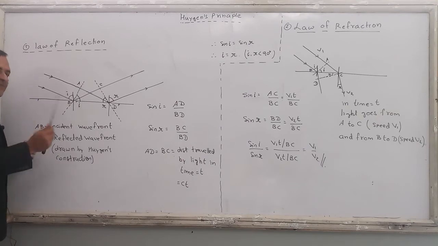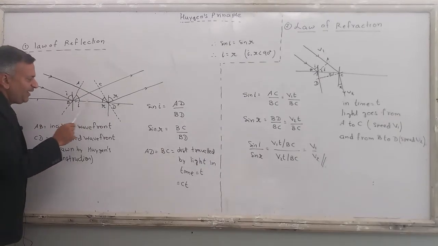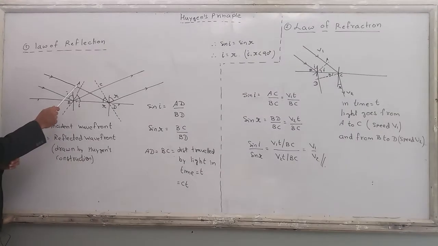That means, if the angle between incident ray and normal is angle I, then the angle between incident wave front and the surface, reflecting surface, is also I. I am talking about this angle. You can see angle ABD. This angle is also angle I.